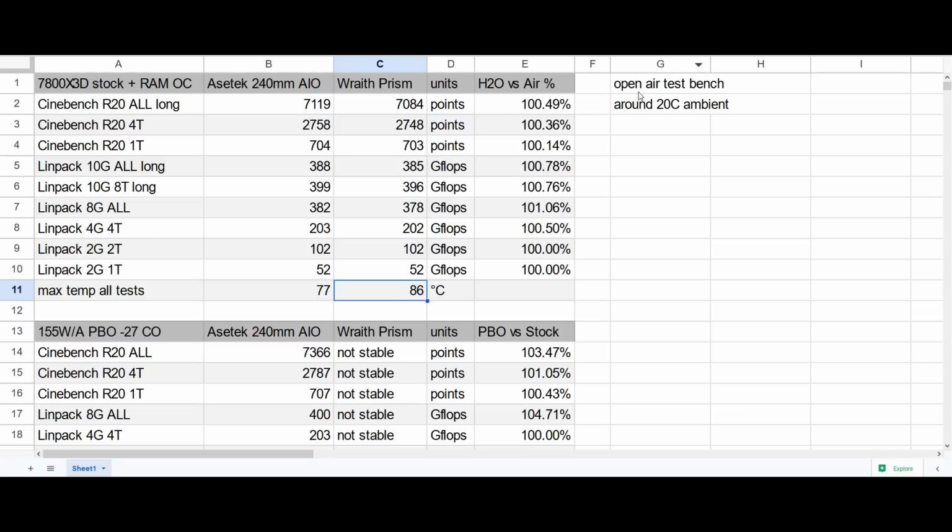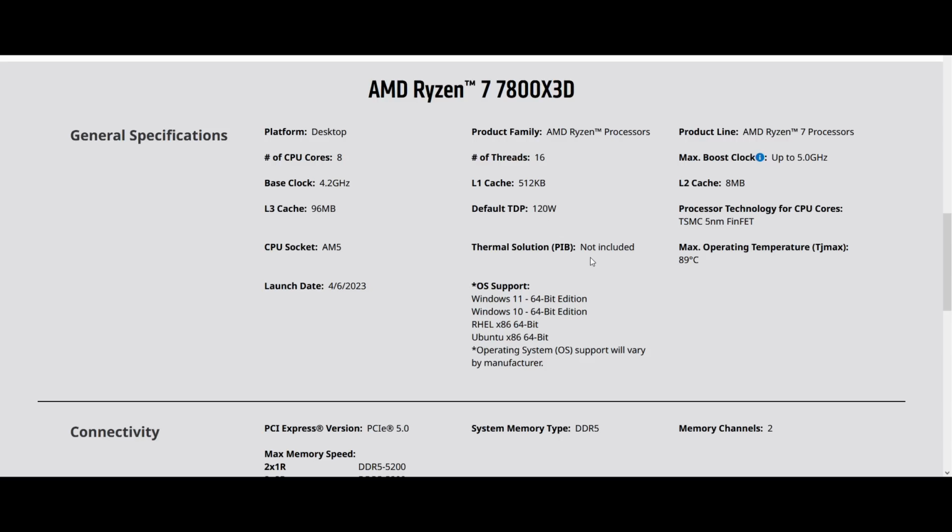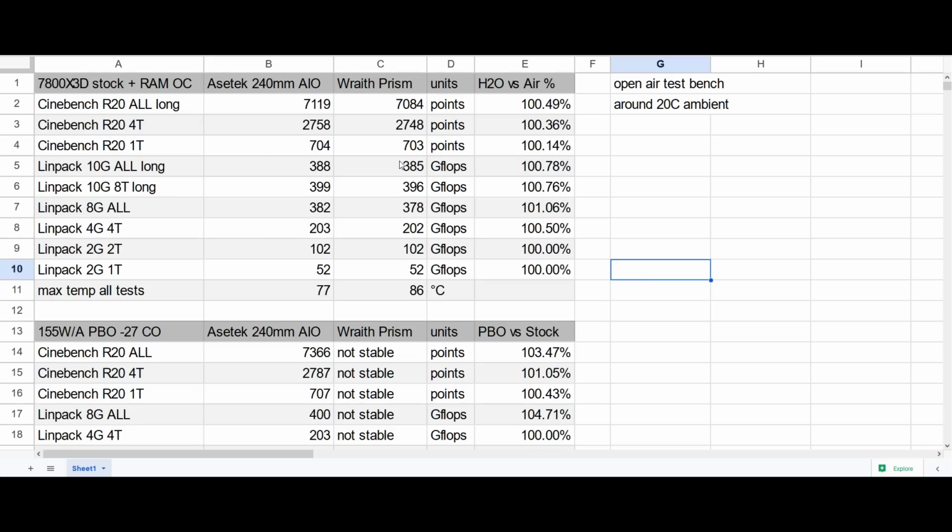Now, admittedly, in kind of ideal operating conditions, because open air test bench, 20 degrees Celsius ambient, right? If your ambient air temperature is significantly higher because you live in a warm climate, or because your case has miserable airflow, you're not going to be able to recreate these kinds of results, which is probably why AMD doesn't include a box cooler. But I was really expecting the 7800X3D to just ride the thermal limit with the Wraith Prism, and it just kind of doesn't.